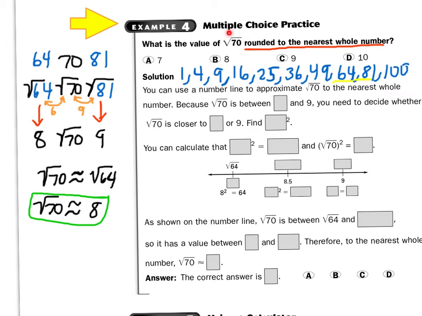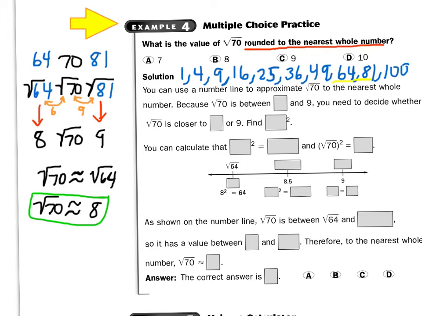Now, take a look here. See how they want me to estimate the square root of 70? What I do is I take the number that's under the radical sign, the square root, and I put it right here. And then I look at my list of perfect squares and I try to find the two numbers that 70 would be between. So see how 64 is a little bit smaller, and then there would be the number 70, and 81 is a little bit bigger. So what I did is I wrote the smaller one on the left, the bigger one on the right. So I have 64 and then 70 and then 81.